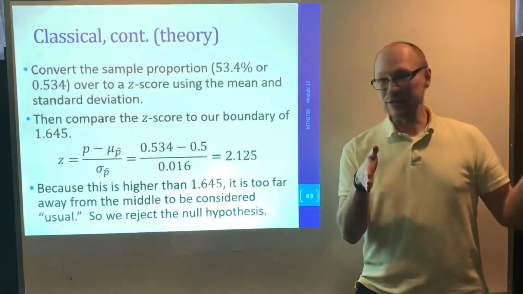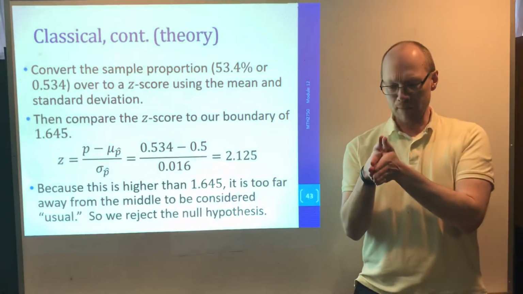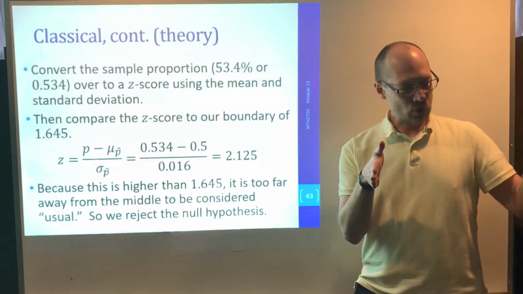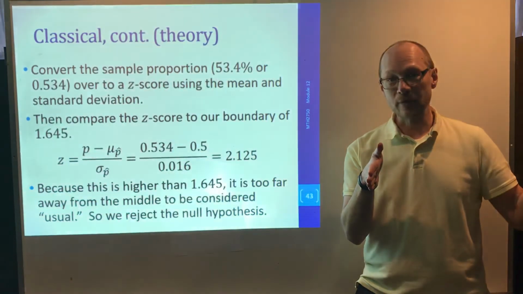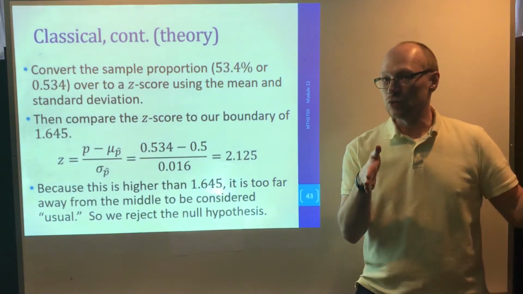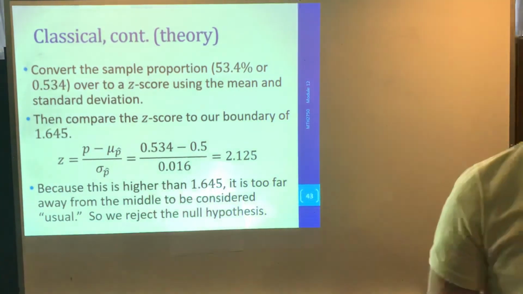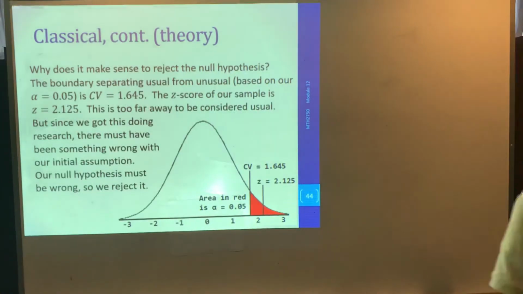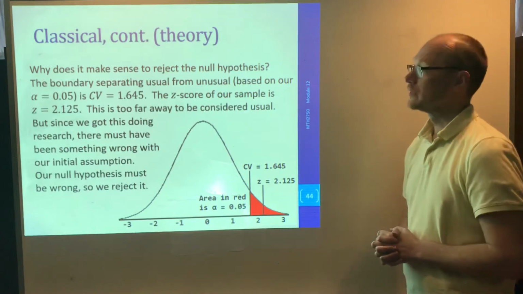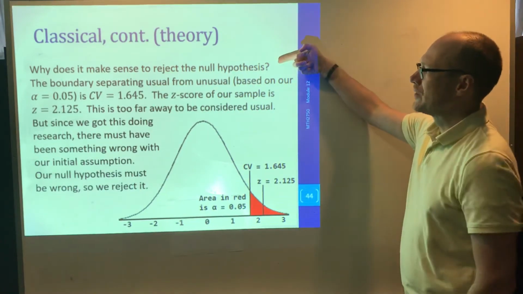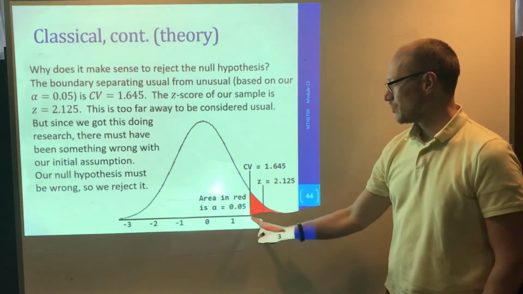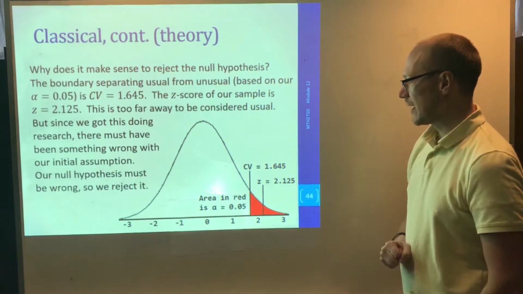That is way in the red zone, right? Our boundary is 1.645. We have a z-score of 2.125. This is highly unusual. It is very unusual. And what does that mean? Let me show you a picture of what's going on. That means that we're going to reject the null hypothesis. Why would we reject the null hypothesis? And again, here is our boundary for the red zone at 1.645.